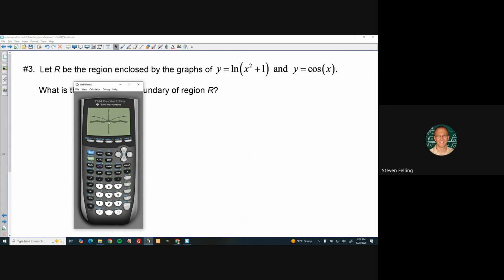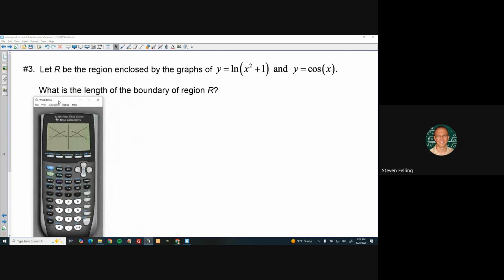It looks like everything's happening right around here, region enclosed. So let's zoom in to about plus or minus 2 in x and y. And here's the log curve, and here is the cosine function. So there's sort of an eye-shaped region enclosed there. What is the length of the boundary?